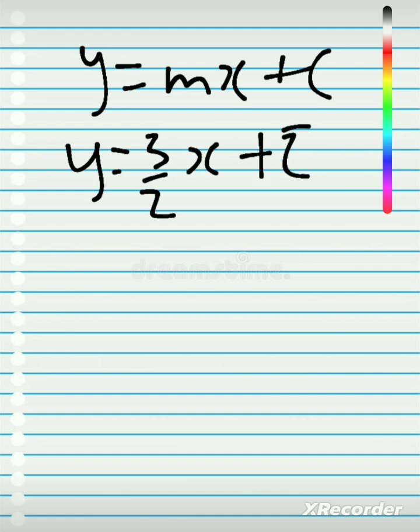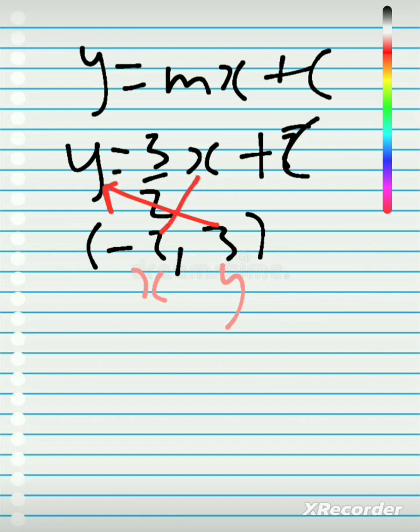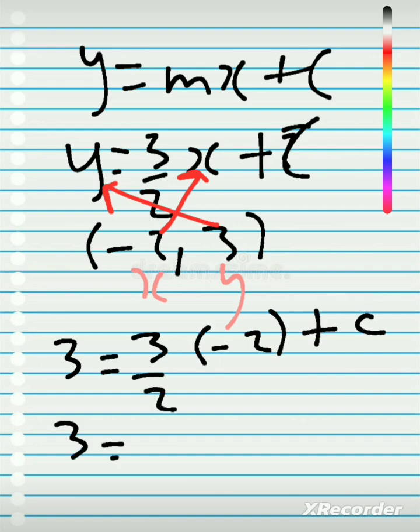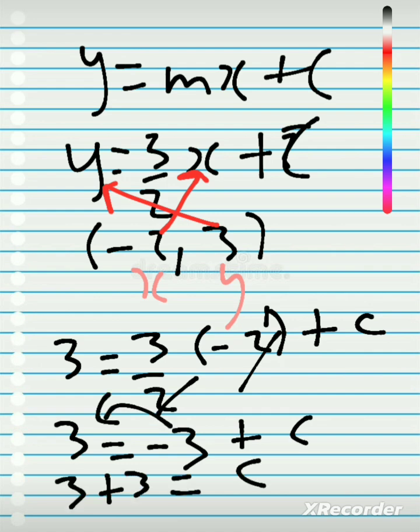Okay, so they have said it passes through (-2, 3), meaning that this is our x and this is our y, and that means we're going to put 3 here and -2 there. So it's going to be 3 equals 3 over 2 times -2 plus c. Here you can cancel like this. We are going to remain with -1. 3 times -1 is -3 plus c. You can bring -3 to this side, it becomes +3 equals c. 3 plus 3 is 6 equals c. Okay, so this is your c.